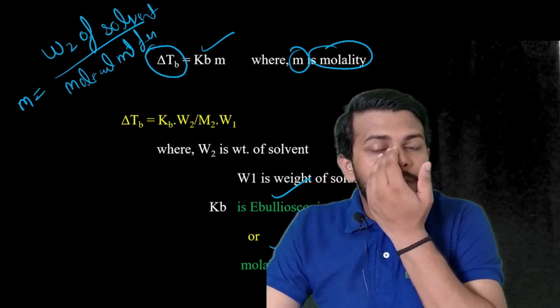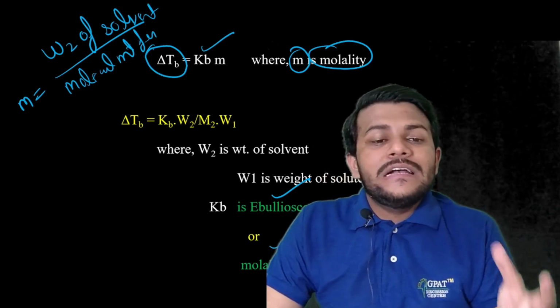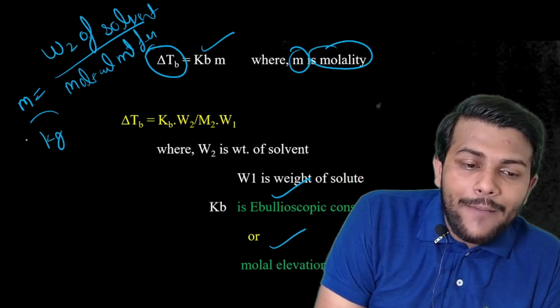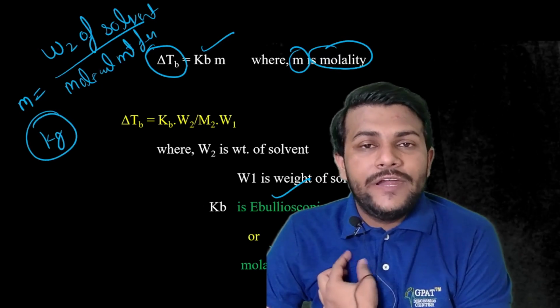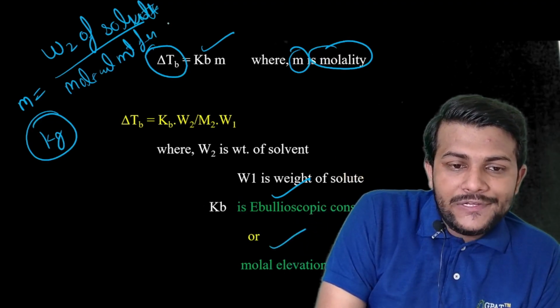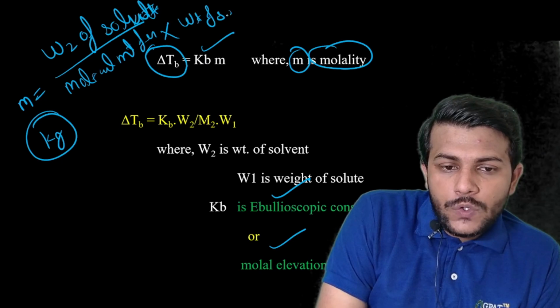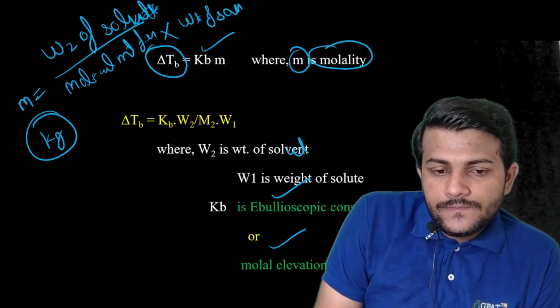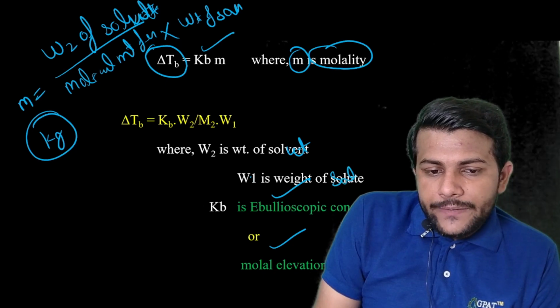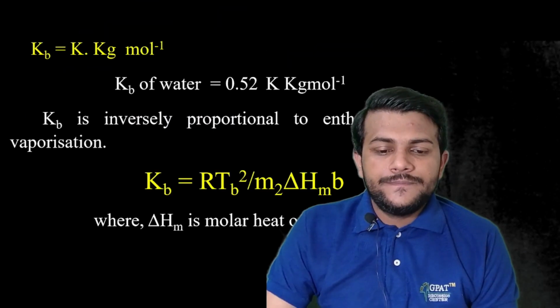So here in molality, we are taking the weight of the solvent in gram or kg. Got it? This is the weight of the solute, W2, and W1 is the weight of the solvent. Got it? Solute and solvent.